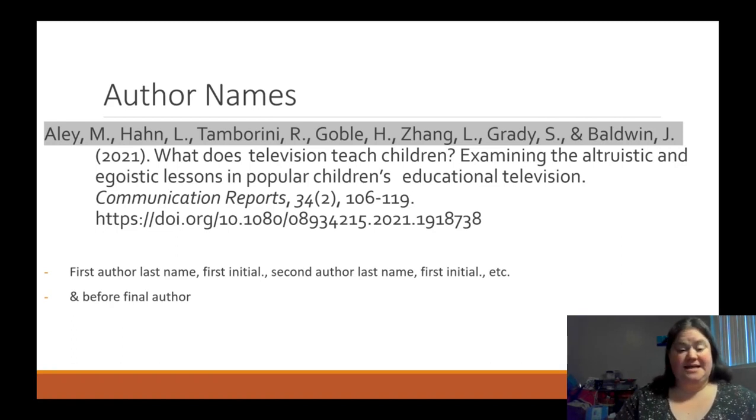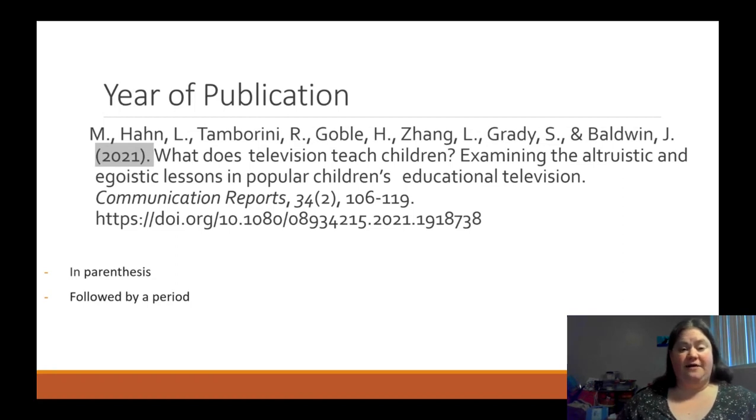So, the next thing that you need is the year of the publication. This comes right after the final author. You put it in parentheses, and it is followed by a period. It's very simple. So you just find when was this published, parens, the year, you stick it in the middle, and a period. And that's all you need for the year of publication.